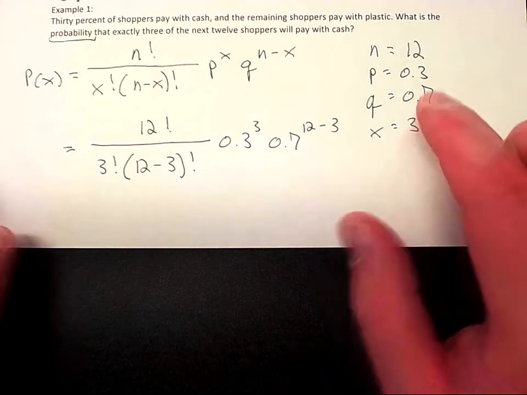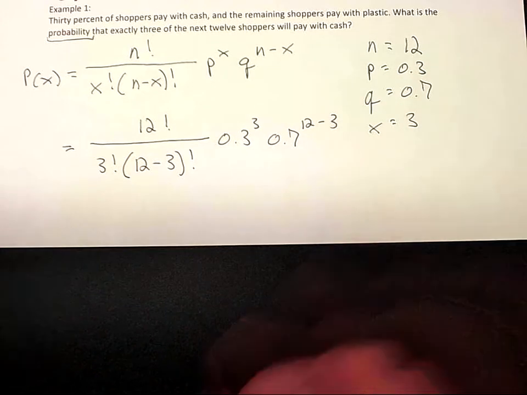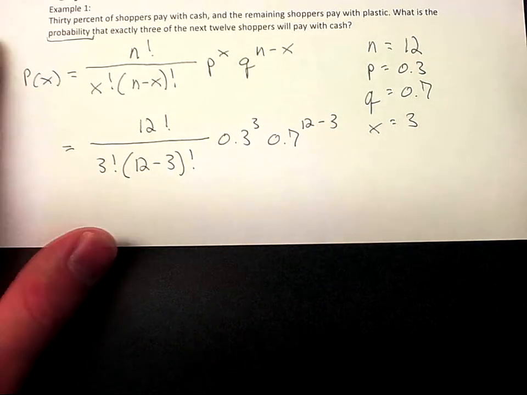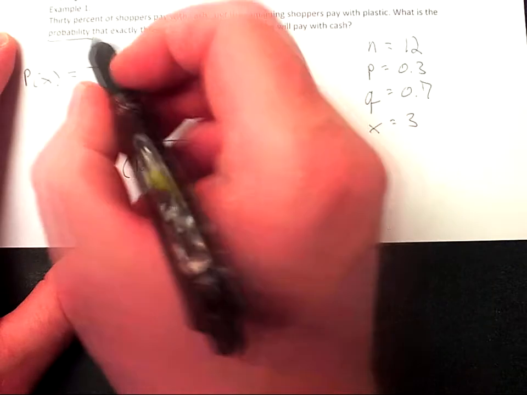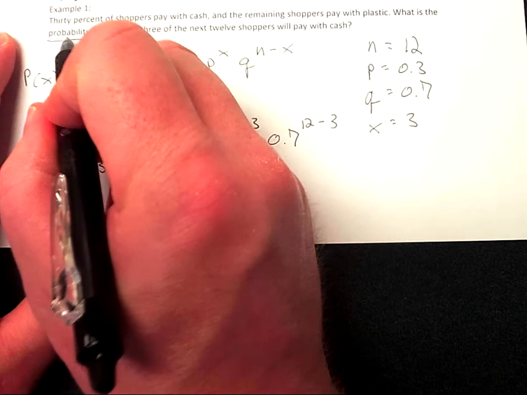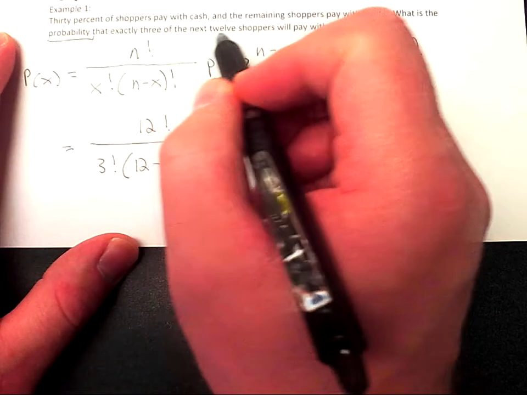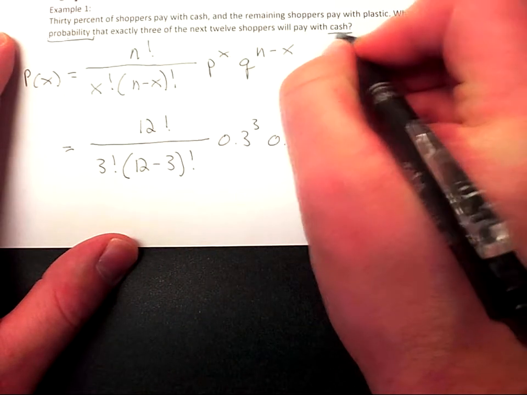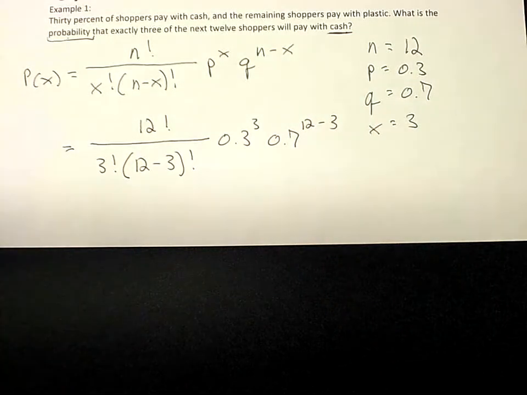How do we get 30%? This one right here? So what we said here is this. We said that we're going to look for the probability that exactly 3 of the next 12 shoppers are going to pay with cash. So we're looking for the people who pay with cash, so we're going to consider cash to be success, right? But then up here in the first line it says 30% of shoppers pay with cash, and that's where we get the 30% from. Good?